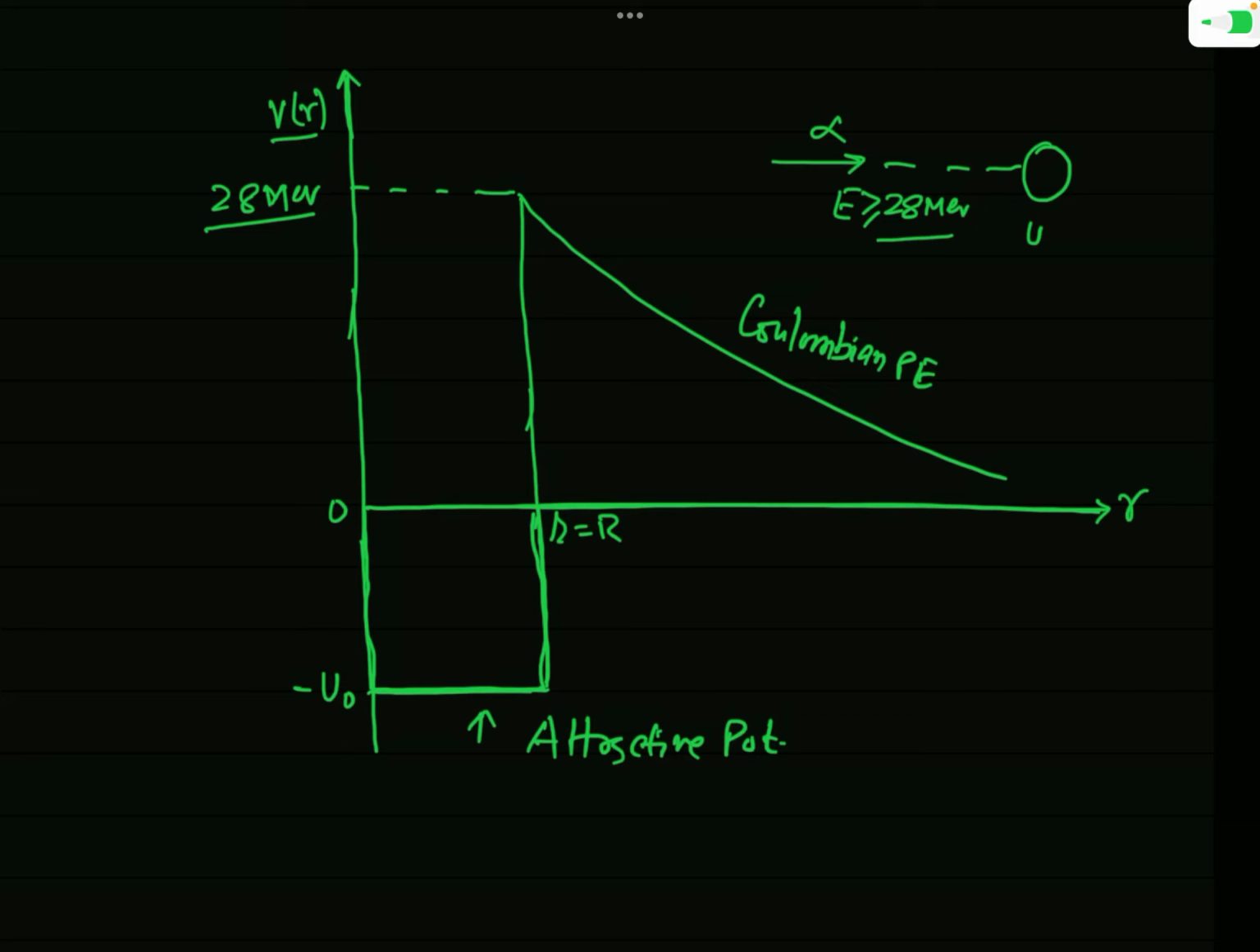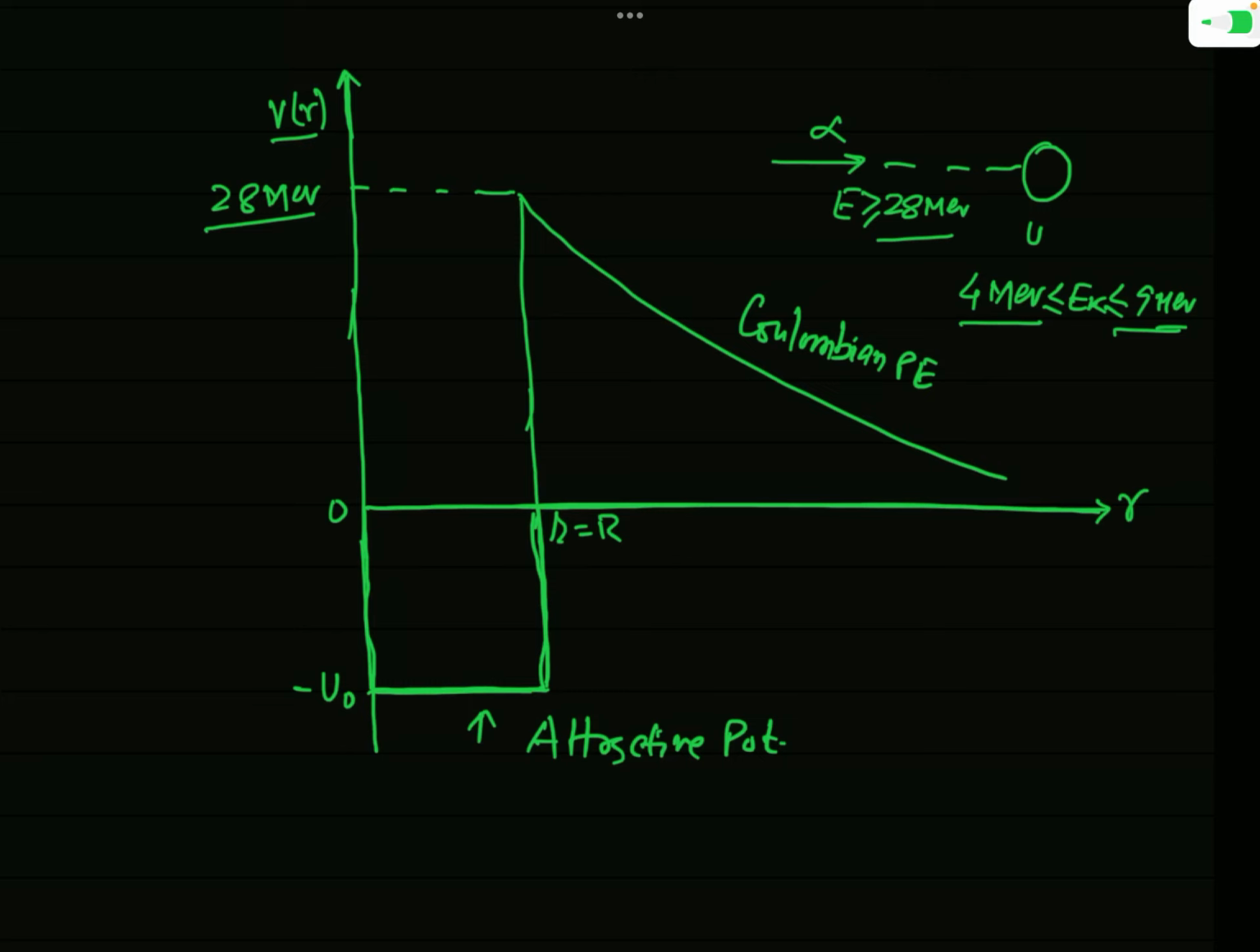But what is the actual state of affairs? It is found in the process of radioactivity. When an alpha particle is emitted, then it is found that the energy of the alpha particle is never greater than 9 mega electron volt. In fact, the energy of the alpha particle lies between 4 mega electron volt ≤ Ek ≤ 9 mega electron volt.